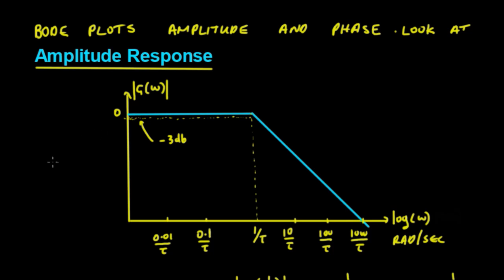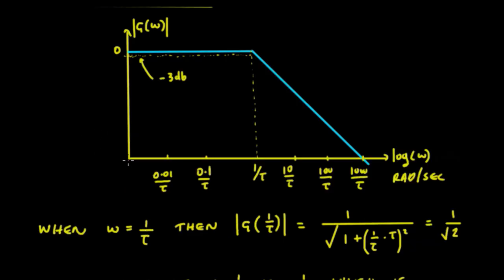And you can see here that when omega is equal to 1 upon tau, then the magnitude of our transfer function, G of 1 upon tau, is going to equal 1 upon the root of 1 plus 1 upon tau times our tau, all squared, which is going to give us 1 upon root 2.